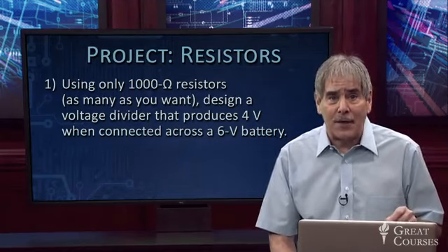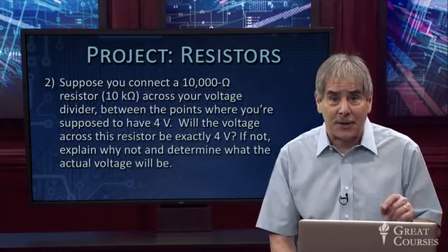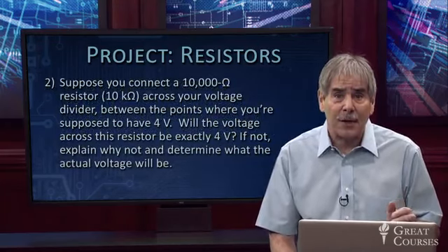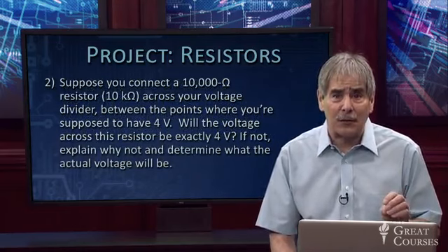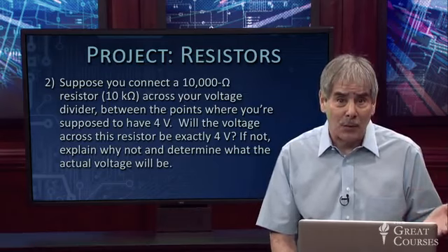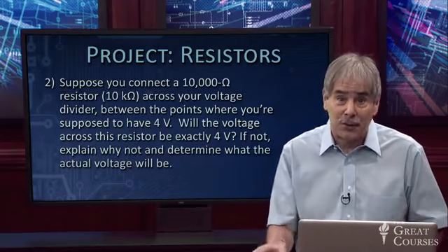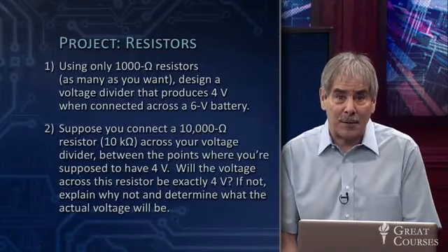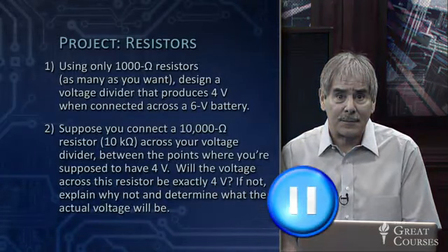And once you've done that, suppose you connect a further resistor, a 10,000 ohm resistor, 10 kilo ohms, across your voltage divider between the points where you're supposed to have 4 volts. Will the voltage still be 4 volts? And if it won't, explain why and determine what the actual voltage will be. So take your time, work that project, and I'll be back with the solutions.